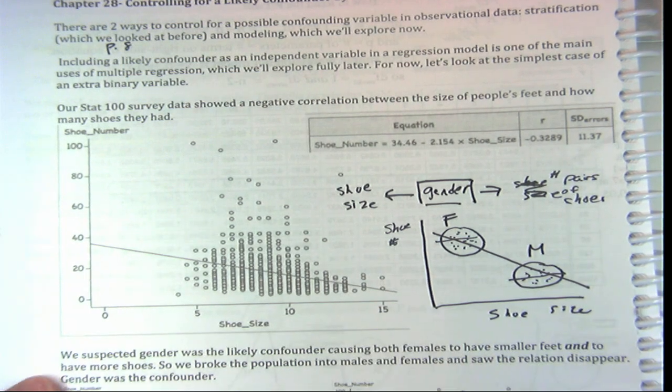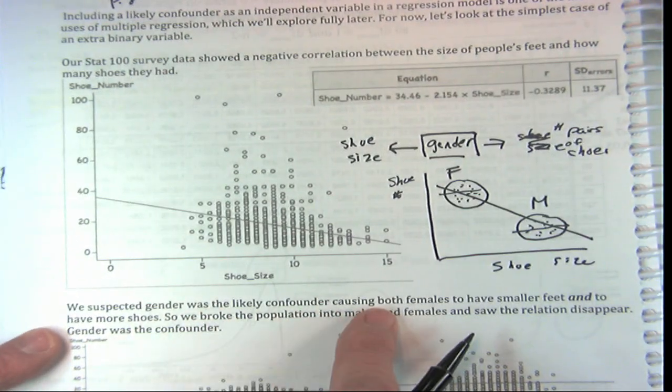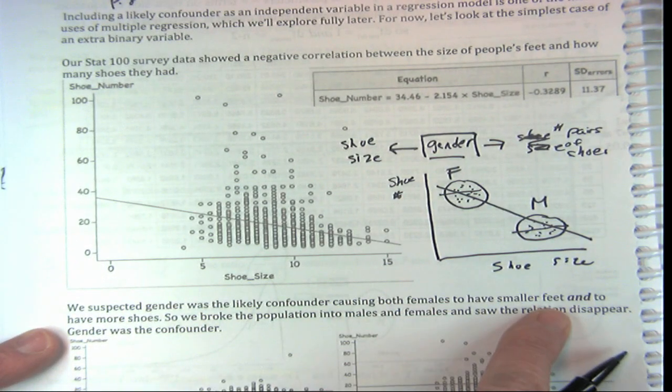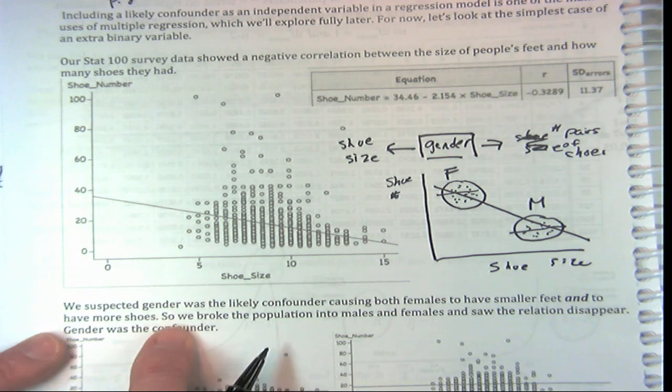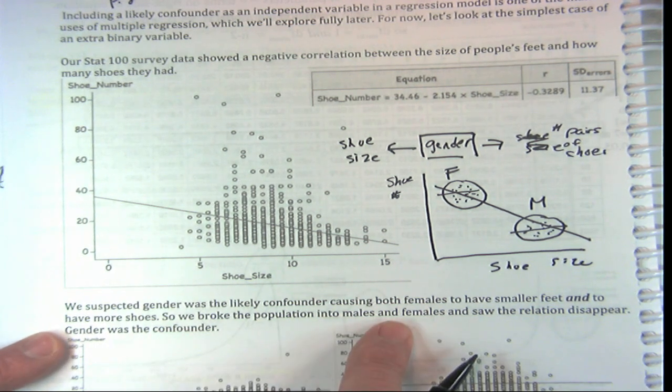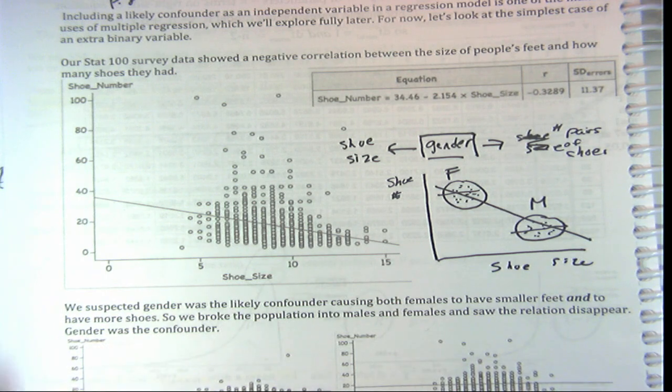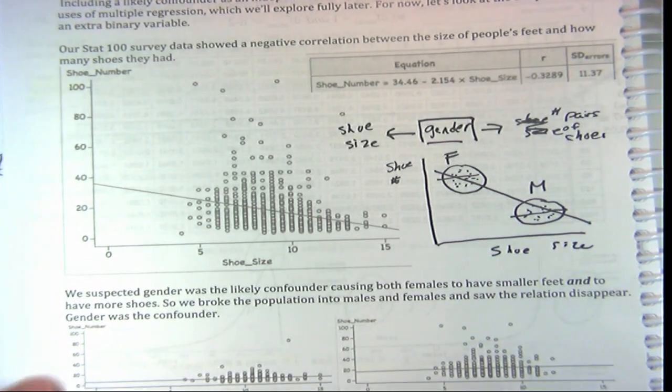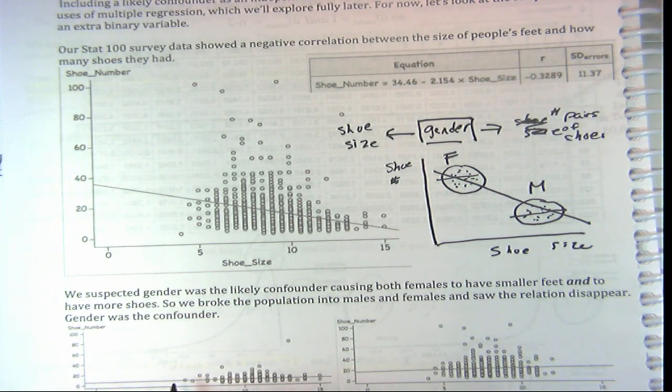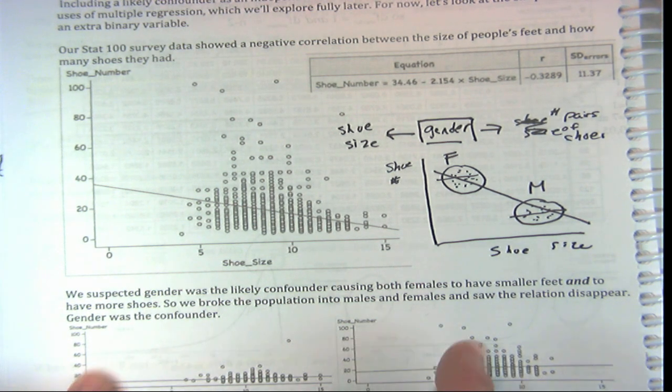So we suspected gender was a likely confounder, causing both females to have smaller feet and to have more shoes. We broke the population into males and females and saw the relationship disappear. So we stratified by gender and the relationship disappeared. And these are the stratified regression lines.